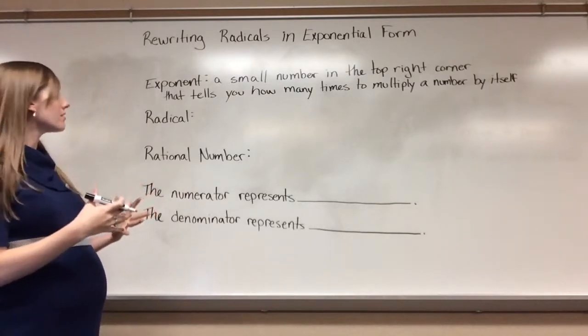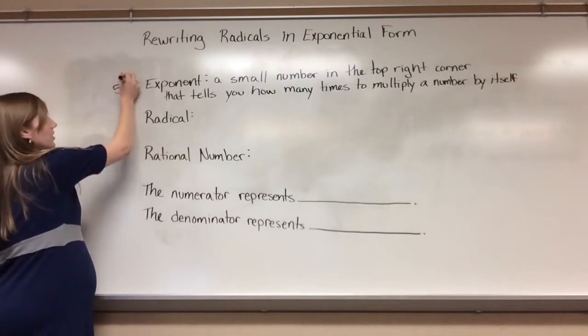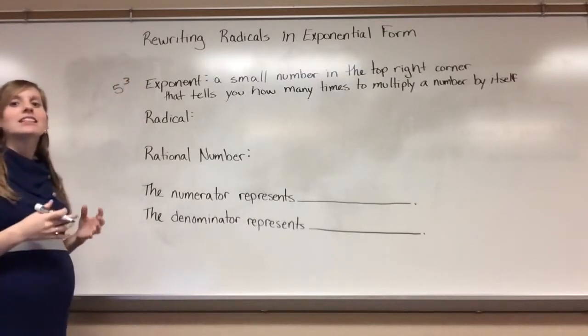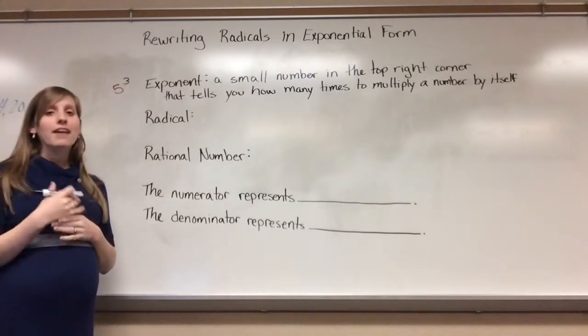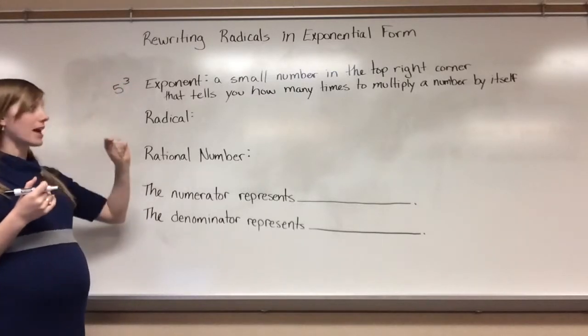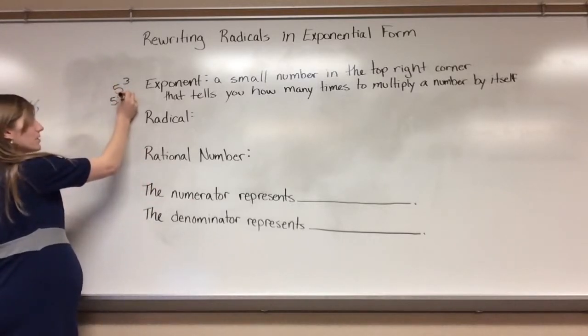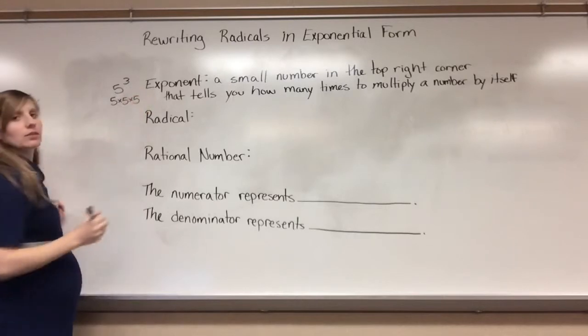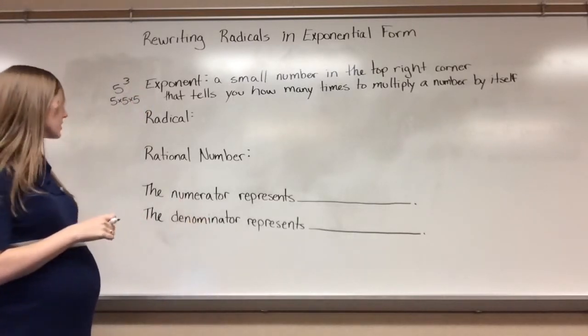If we think of an example, we could do 5 to the third power. That's telling us that if the exponent is 3, we are supposed to multiply 5, the large number, by itself 3 times. So that's the same thing as saying 5 times 5 times 5. And again, we've talked about exponents before, and we actually did a whole section on exponents.